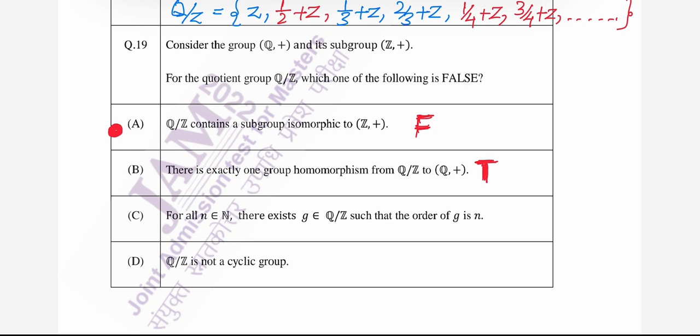For C, it says that for all n belonging to N, it means that you have to take 1, you have to take 2, you have to take 3, all the values 4, 5, 6, 7, 8, 9, 10, everything. It says that there exists an element g in Q by Z whose order is n. What does it mean? It means that suppose n equals 1.